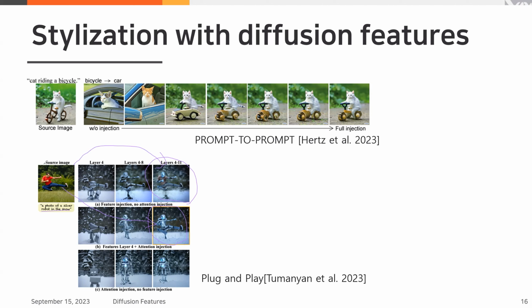The task is editing to follow the prompt from the source. This is the source image. The task wants to preserve this source image information, but make a photo of a silver robot in the snow. So, full injection, but the thing is they want to replace the bicycle with a car. So this does not look like a car.